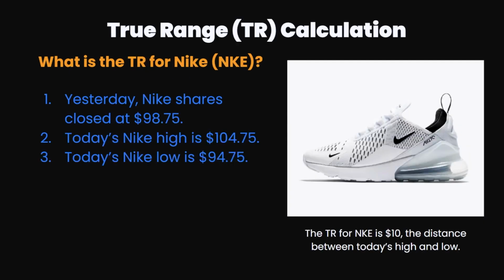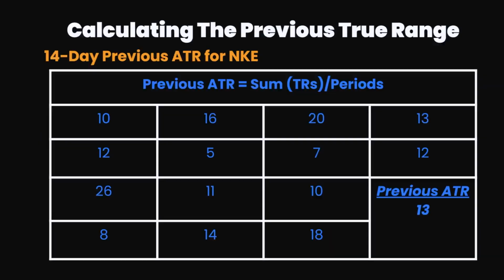Let's take a look at an example of Nike stock. So what is the true range calculation for Nike given this scenario? Yesterday, Nike shares closed at 98.75. Today's Nike high is 104.75. Today's Nike low is 94.75. What is the true range? The true range for Nike is $10, the distance between today's high and low.